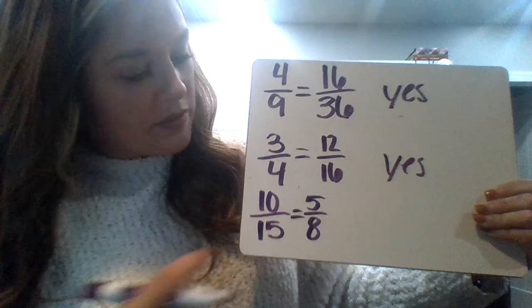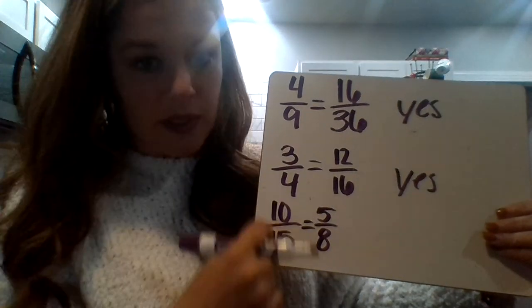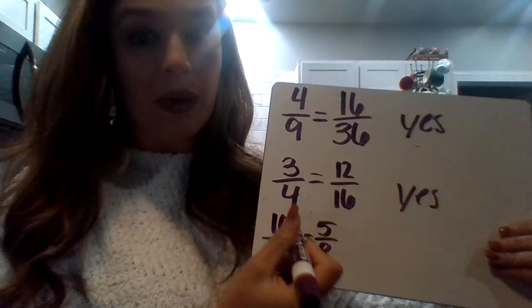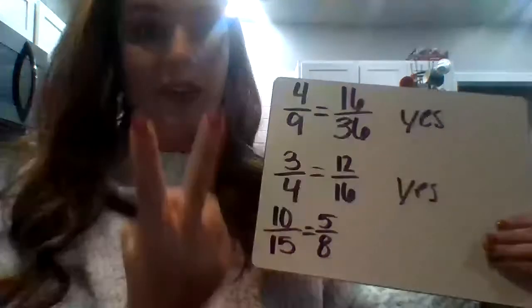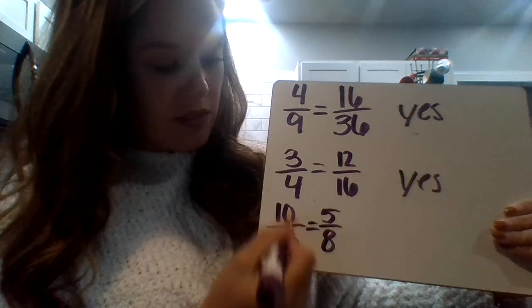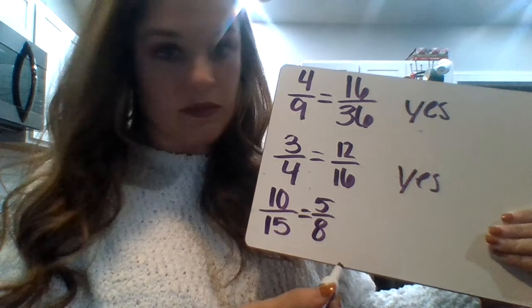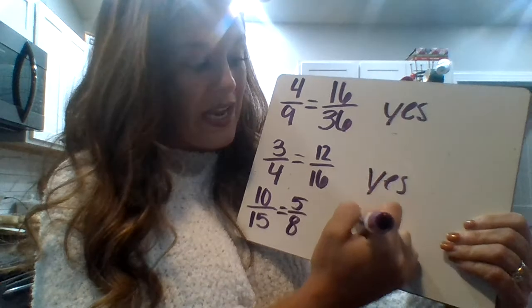So this one actually goes from a bigger number to a smaller, so you would be dividing. 10 divided by what equals 5? 10 divided by 2. So then we have to do the same thing to the bottom. Is 15 divided by 2 8? No. So this one is not proportionate.